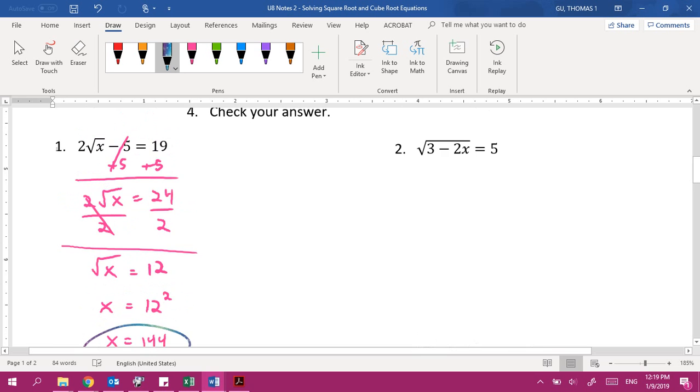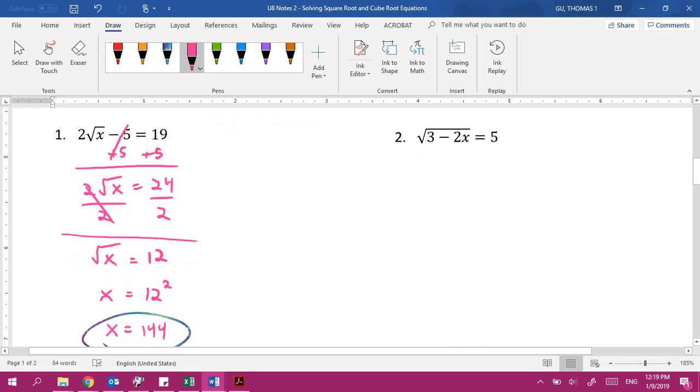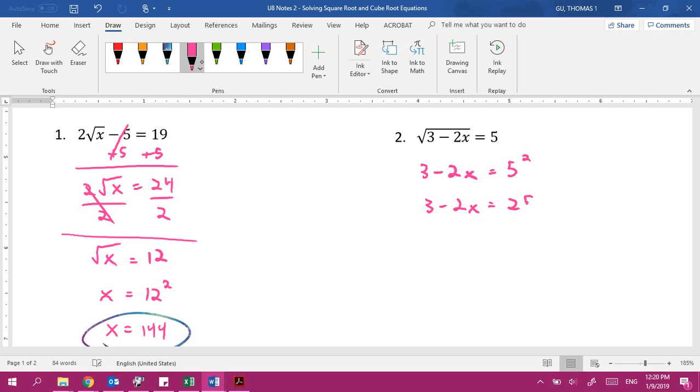All right, on to number 2. On number 2, you can see that it says the square root of 3 minus 2x. All of that is under the radical. So technically right there, you already have the radical term by itself. So what you want to do is get rid of the square root sign. So what are you going to do? You square both sides. So if I square the left side, what's left? And then I square the 5, right? It's 5 squared, which is 25. So 3 minus 2x equals 25.